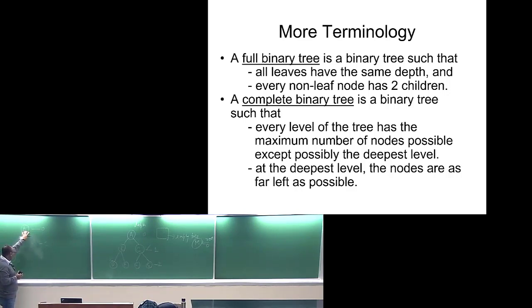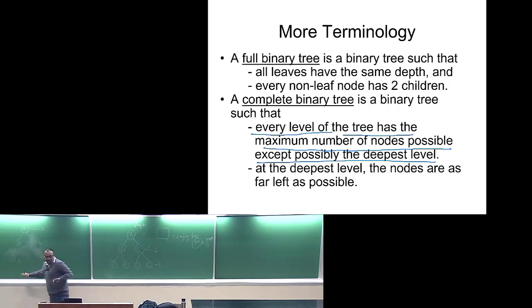Here we can have only 1 node. Here we can have maximum 2, which is the case. Only in the deepest level we don't have maximum nodes, right? So every level of a tree has the maximum number of nodes possible. Every node of the tree has the maximum number of nodes possible except possibly the deepest level. This is the deepest level, right?